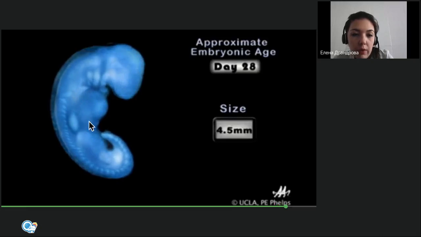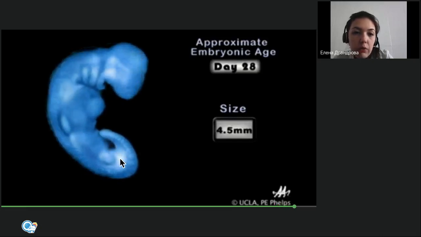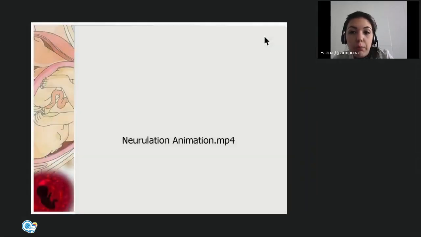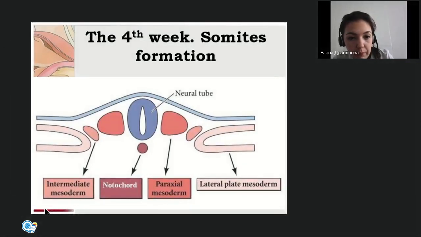And now you can see that at the end of the fourth week of embryonic development, an enlargement in the neural tube is formed that will later form the brain. The development of the brain in detail we will study in the second year when we start studying the nervous system. Okay. So on the fourth week, besides the nervous system, somites are also formed.